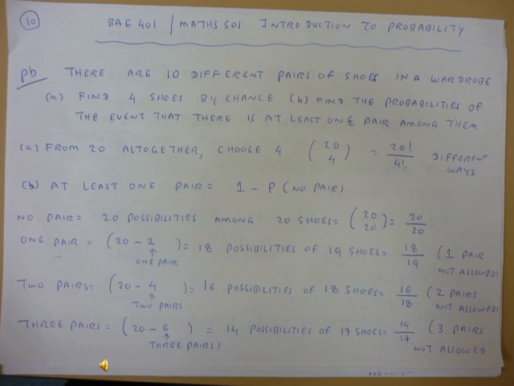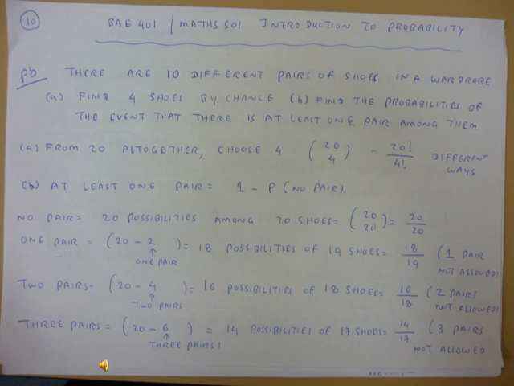And part B is at least one pair. So you have to take out at least one pair, and the equation will be written. The equation will be 1 minus the probability of no pair. So the probability to get at least one pair is equal to 1 minus the probability of having no pairs. So this is the equation.